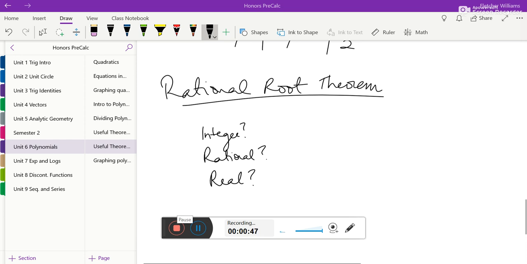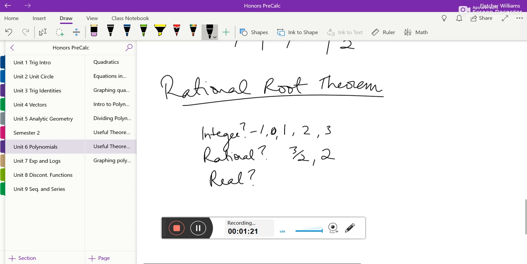So integers you might think of as whole numbers like 1, 2, 3, but integers also include the negatives, and they also include 0. A rational number is any number that can be written as a fraction of integers. So 3/2 is a rational number, but so is 2, for example, because 2 can be written as 2 over 1.